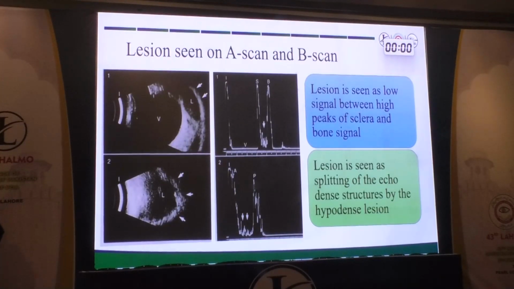Now, how is the lesion seen on A scan and B scan? The lesion is seen as a low signal between the high peaks of the sclera and the bone signal. This is the bone signal, and this is the lesion. And the lesion is seen as splitting of the echo-dense structure by the hypodense lesion. You see the hypodense splitting of the lesion.